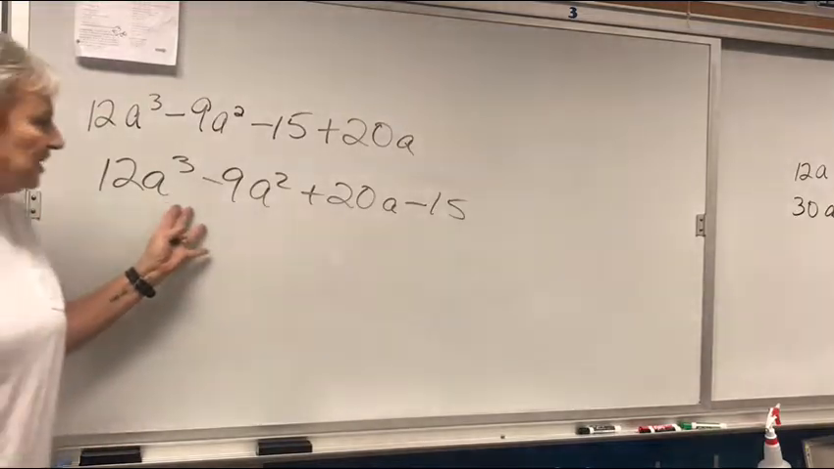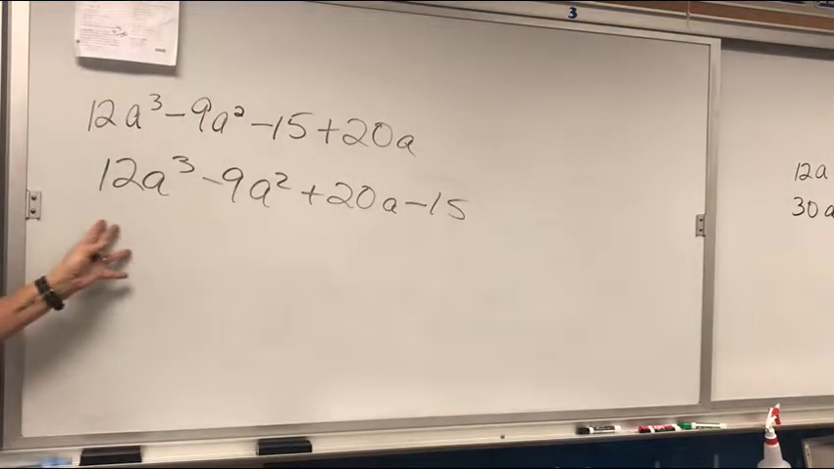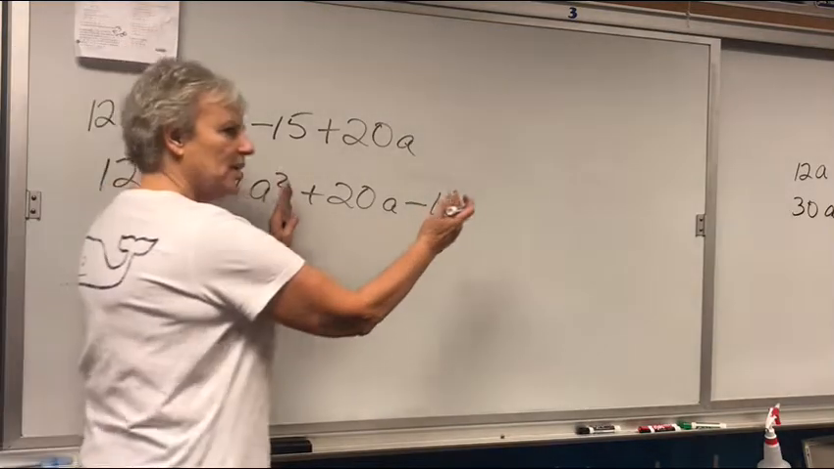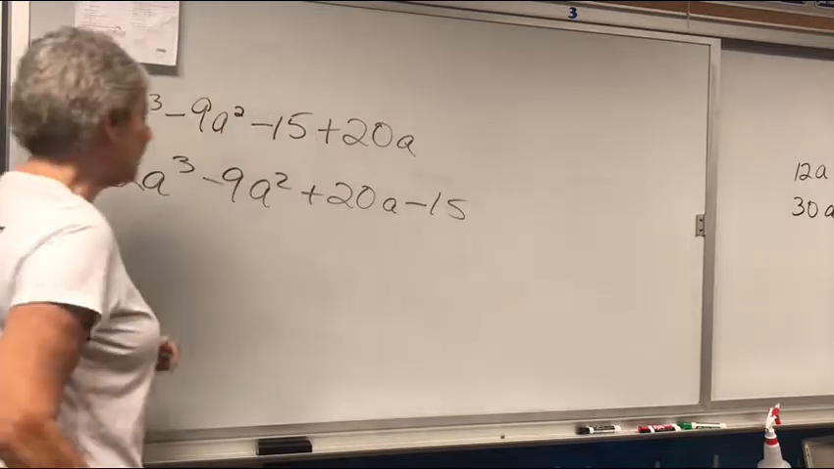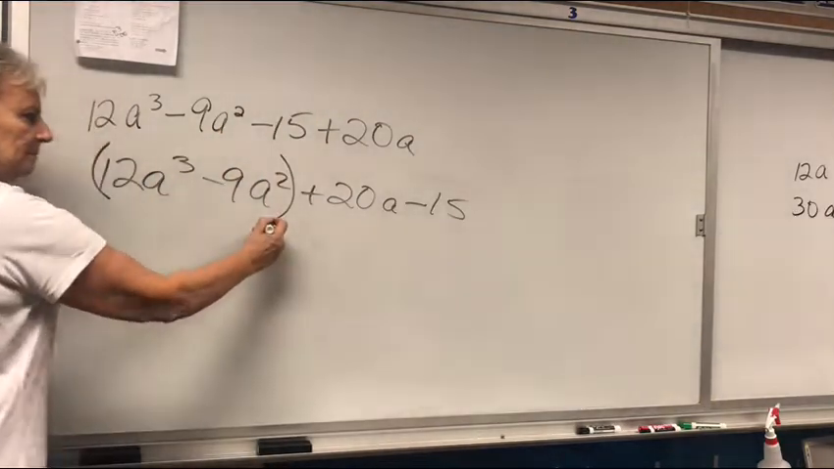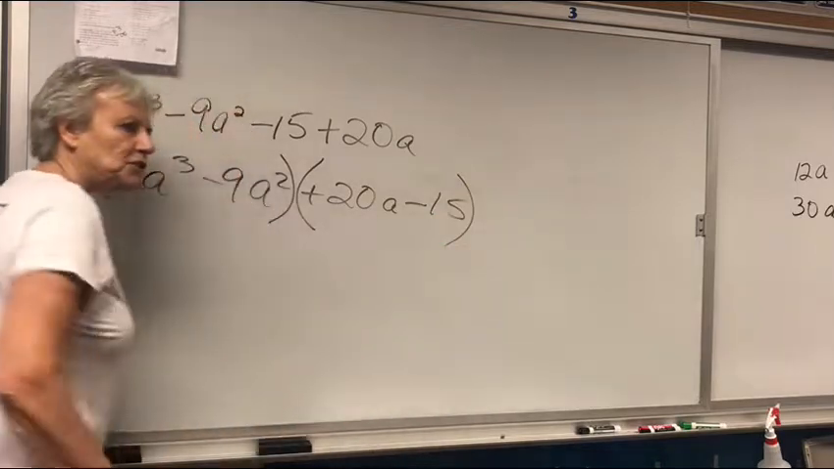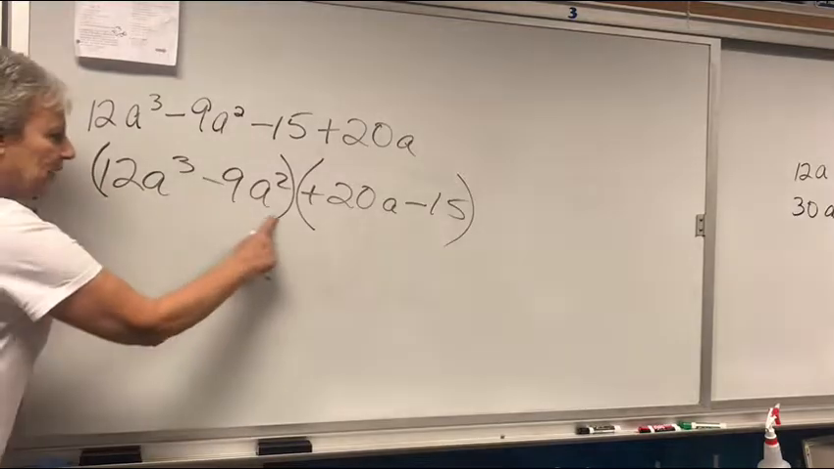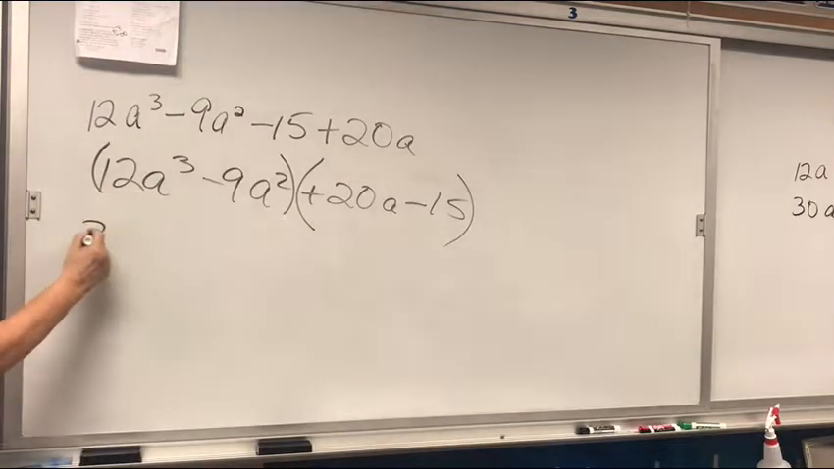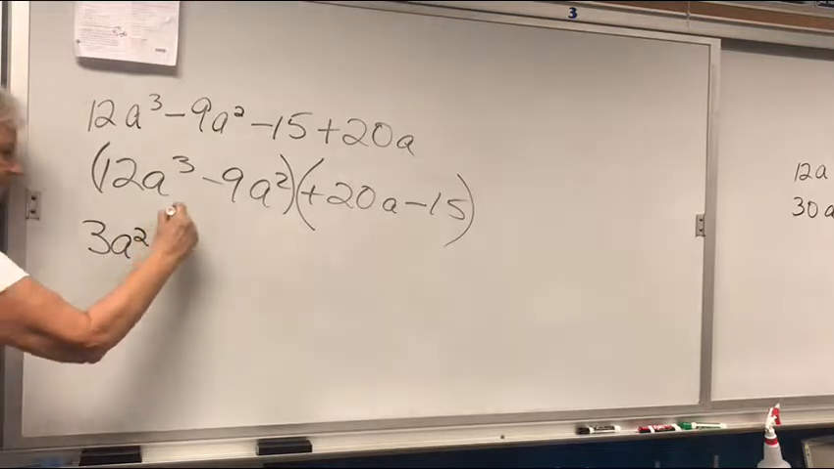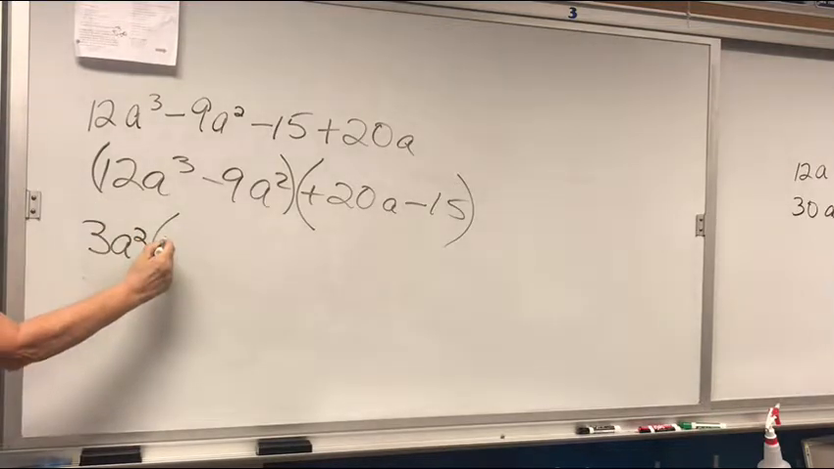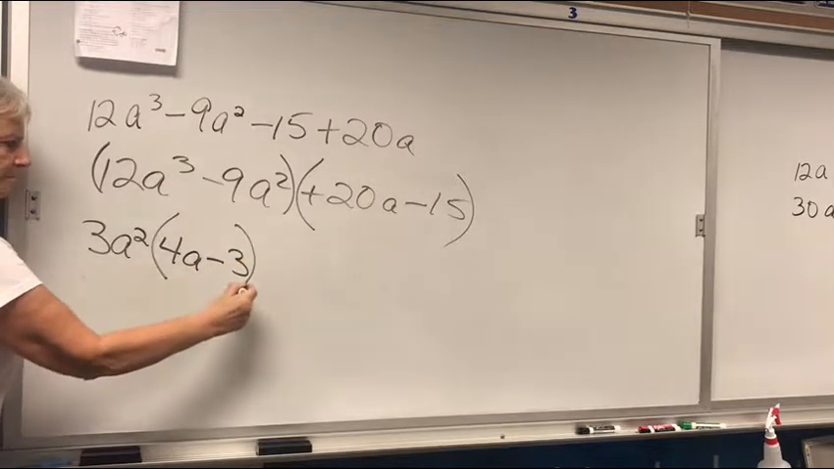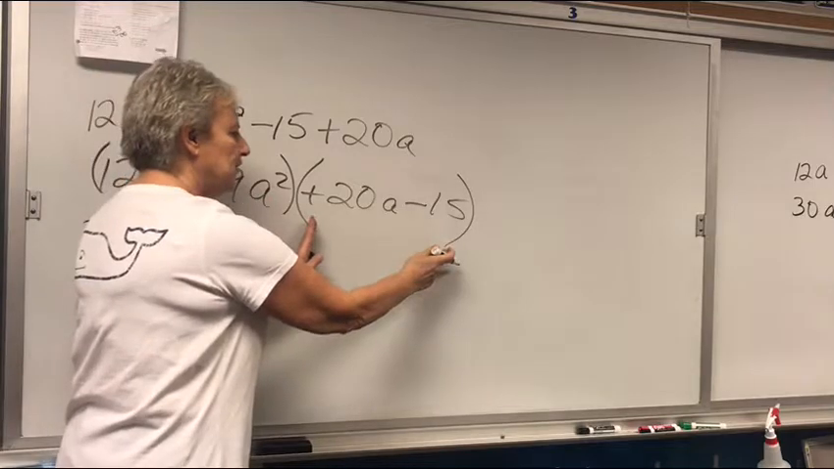All right. This does not have a greatest common factor of all 4. But it has a greatest common factor here, and it has a greatest common factor here. So we're going to do something called grouping. We're trying to find what 2 binomials produced this answer. What's the greatest common factor here? 3a squared times 4a minus 3.